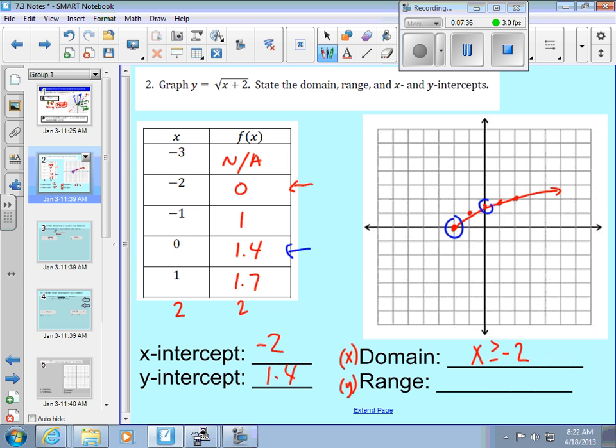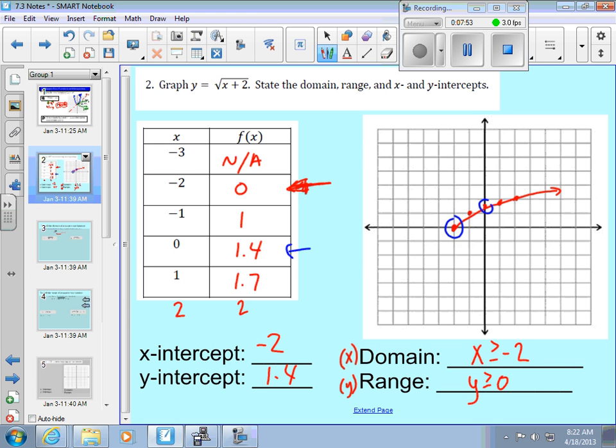So what is the lowest y value we see at the same point? Right here. Our lowest y value is 0, and it's anything bigger than that. So our range is everything greater than or equal to 0.